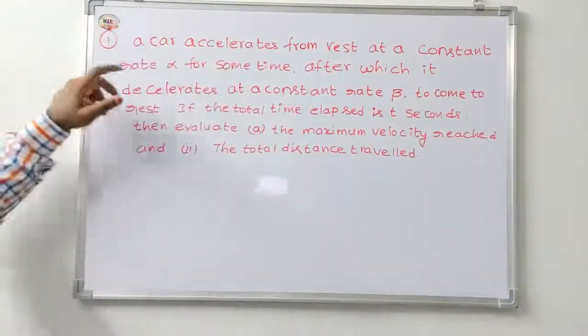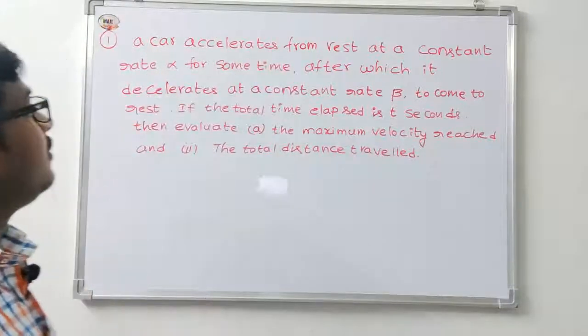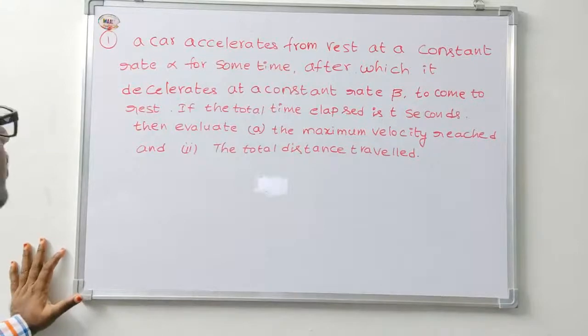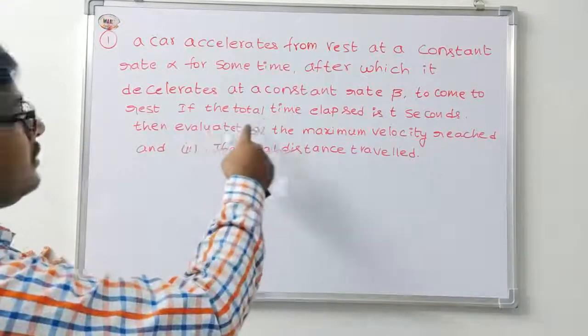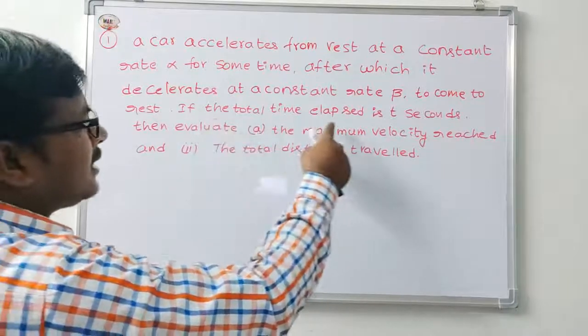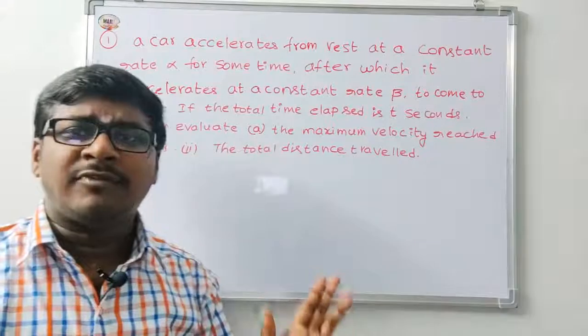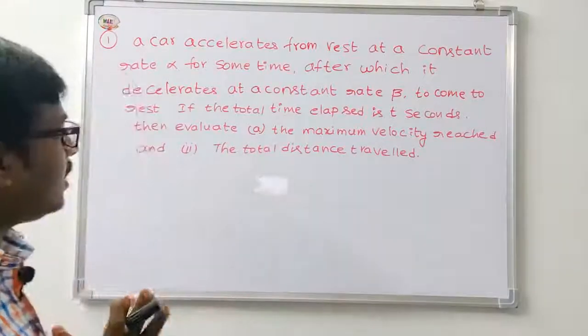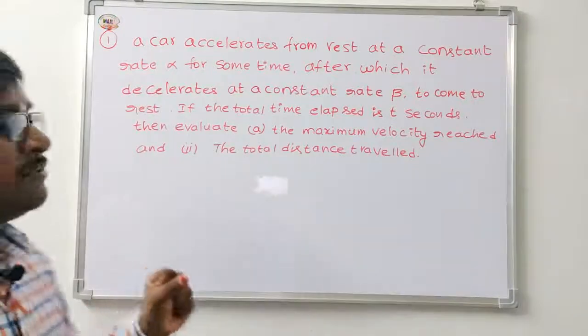Okay, first problem: a car accelerates from rest at a constant rate alpha for some time, after which it decelerates at a constant rate beta to come to rest. If the total time elapsed is t seconds, then evaluate the maximum velocity reached and the total distance traveled. This is a very simple problem, students.